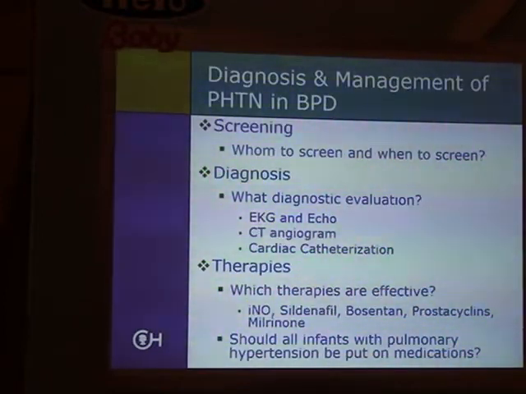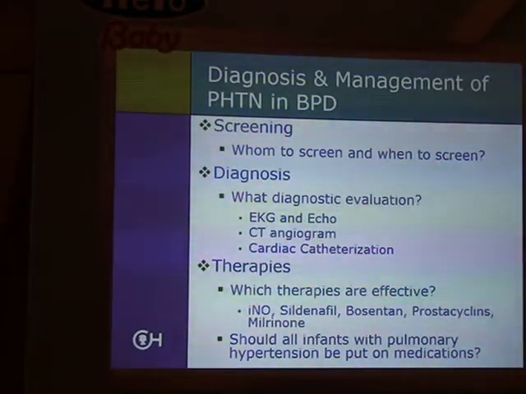Other therapies and treatments, if you have or suspect pulmonary hypertension, I'm sure that Brian is going to touch on these going forward with his next talk, but inhaled nitric oxide, sildenafil, bosentan, prostacyclins, milrinone, there's a lot of different things out there if you don't have nitric available to go to. There's a couple studies, nothing is very definitive, and really should all infants be put on pulmonary hypertension medications? There's a lot of side effects with these things.